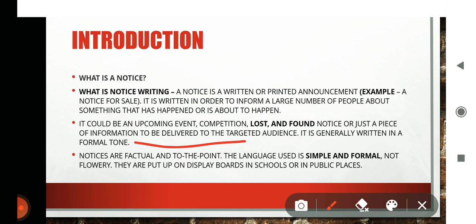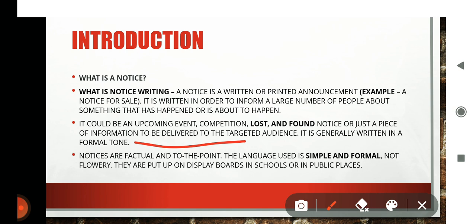As I told you, first we need to target the audience to whom we want to convey the particular message. After that, we need to draft the notice. It is generally written in a formal tone. No informal tone is allowed in notice writing, because you are not writing an informal letter to your relative or any of your friends, where you can use informal language.